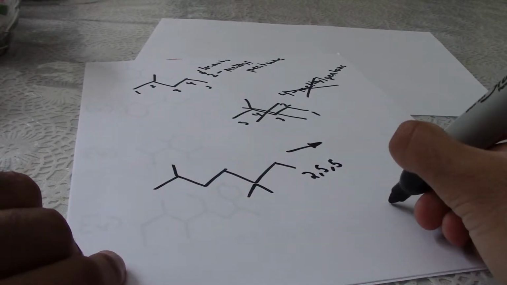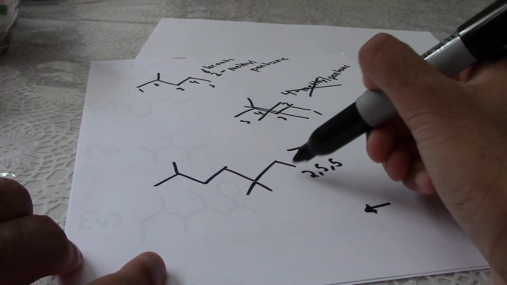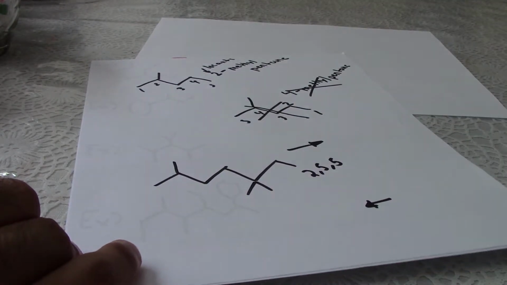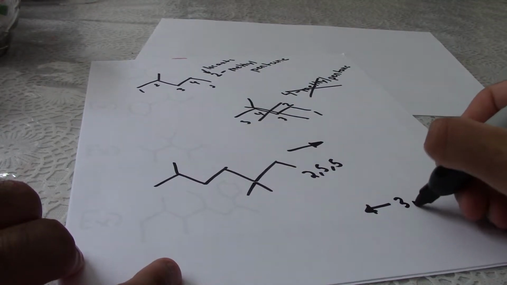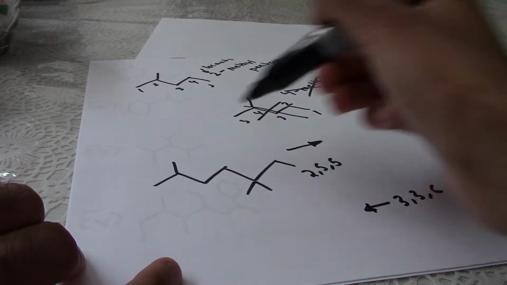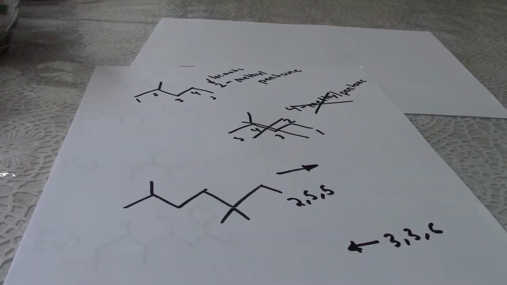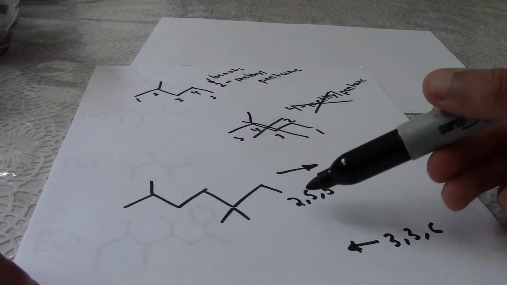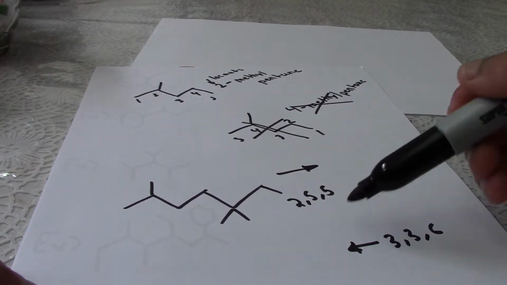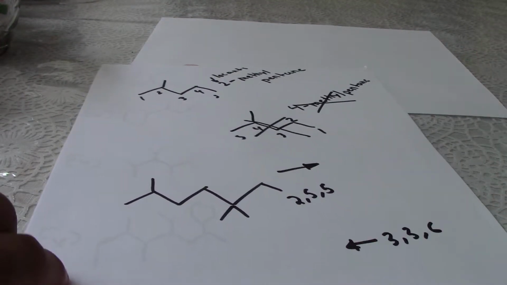But if I label it going in the other direction, starting with this as my number 1 position, 1, 2, 3, 4, 5, 6, 7, I notice that this is a 3, a 3 and a 6. And I know that the first number 2 is smaller than 3, so therefore numbering it this way is correct. And hypothetically, if these two numbers are both a 2, then we would move on to the next number, and then the next number, until we get the lower one out of the two.